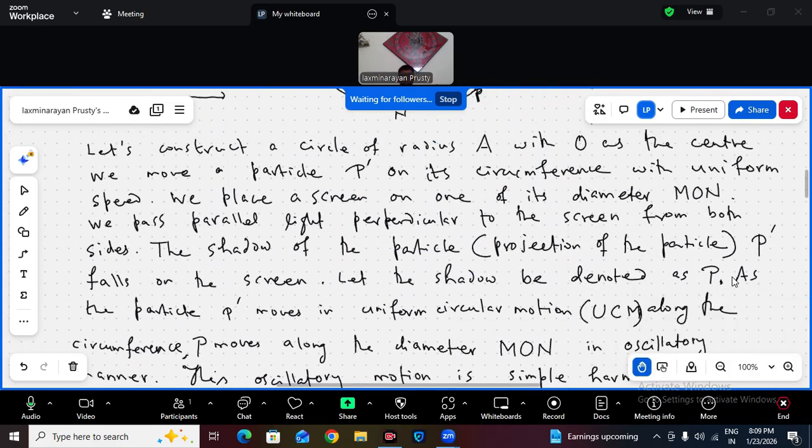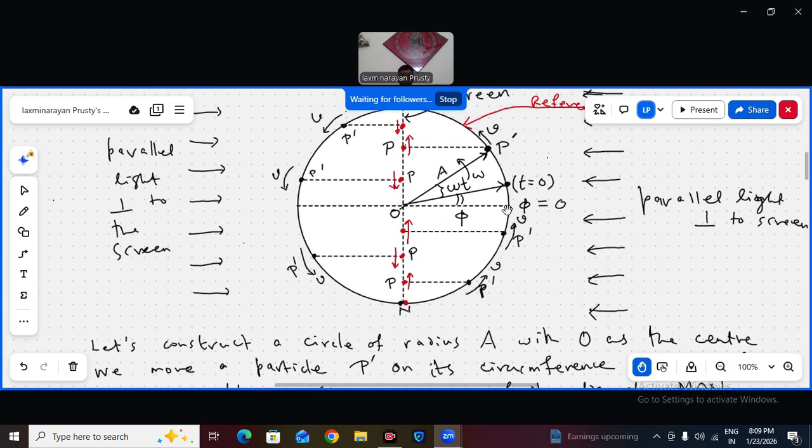As I told you, I have drawn this line. Phi is 0. That is arbitrarily chosen as the angular position of the particle. With respect to this phi is equal to 0 line will be phi. Phi will be measured from this horizontal dotted line. That is arbitrarily I have chosen phi is 0. And that line is perpendicular to the diameter. So at t is equal to 0, initially the particle P dash is at this location. So this projection will give you the initial position of the SHM particle P. That I have not shown.